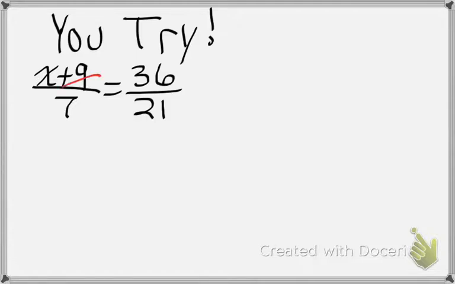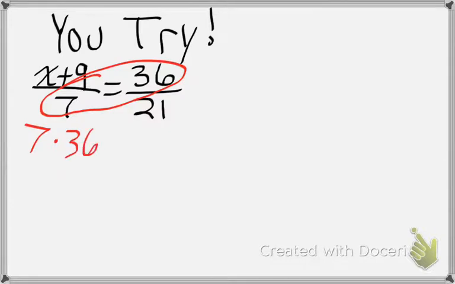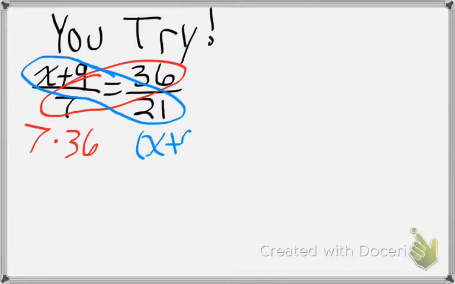Alright, so we're going to use the cross product property. Go in both directions. 7 times 36, well, that's going to equal the other direction. X plus 9 times 21. So it's 21 times all of x plus 9, so we probably should put x plus 9 in parentheses and have that multiplied by 21. Those will always be equal to each other.